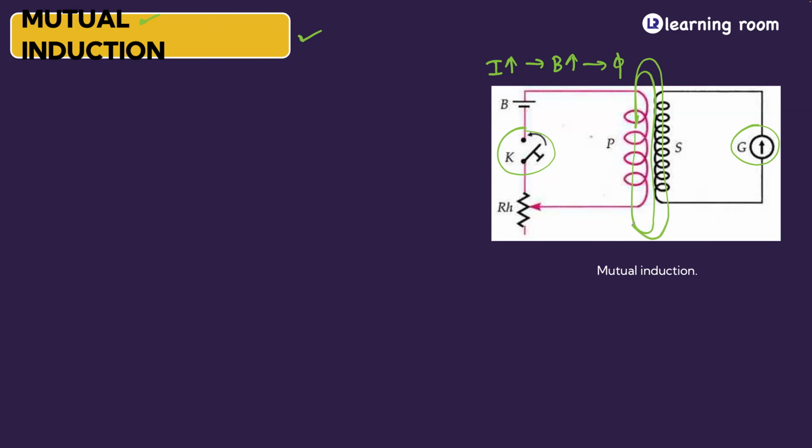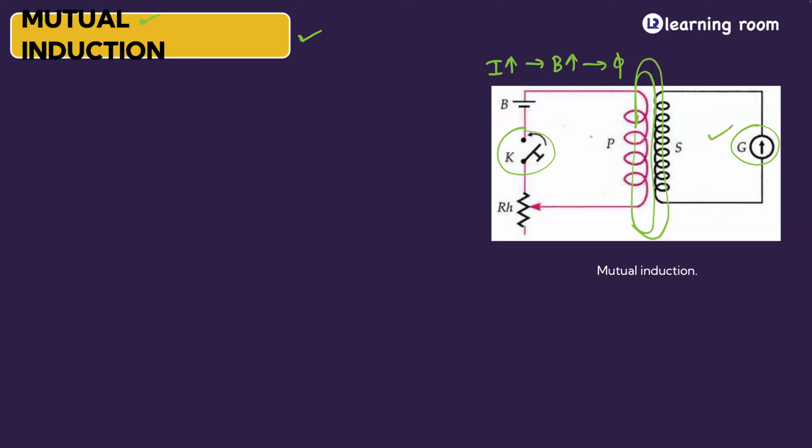So what is happening? Initially, the current through this is 0, so the magnetic field was 0. So is the case with the second coil also. But as the current grew in this, the magnetic field also grew, due to which flux grew. So the flux generated by the first coil is getting linked with the second coil, due to which there is a change in magnetic flux taking place in the second coil, and an EMF is induced, which can be detected with the help of a galvanometer.